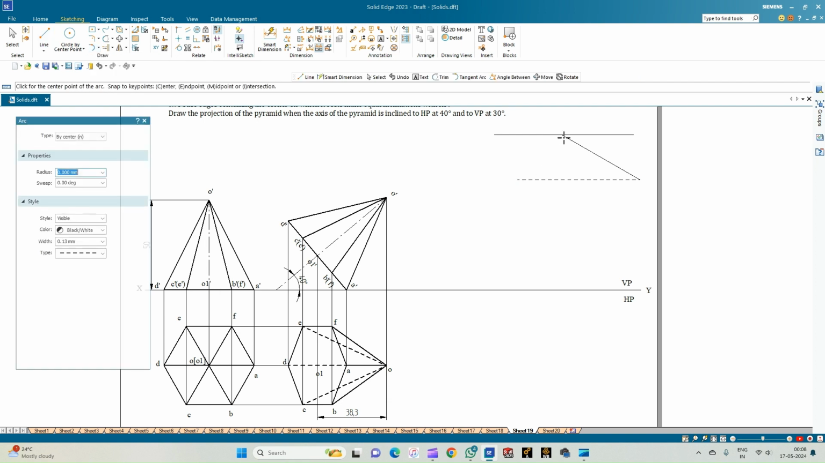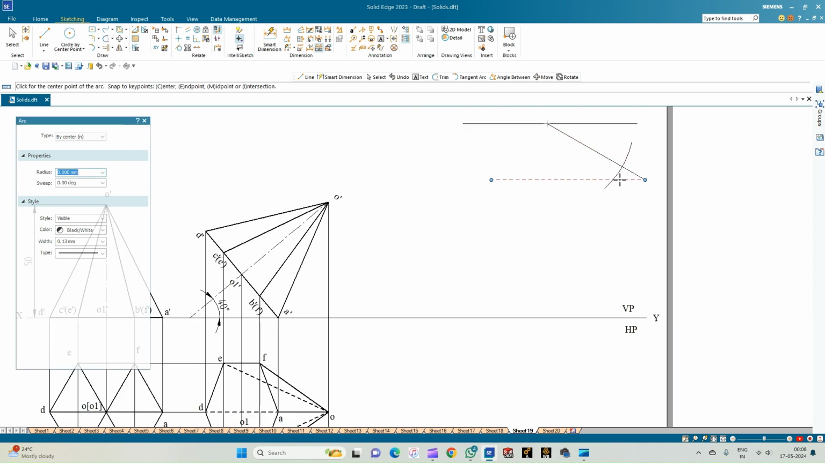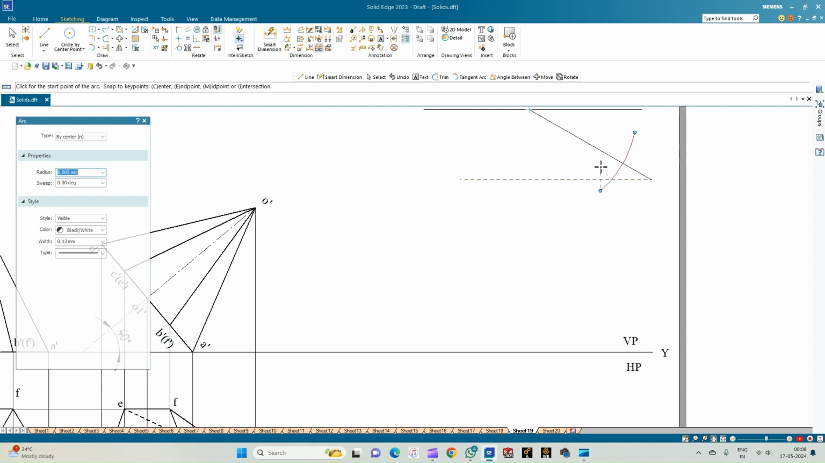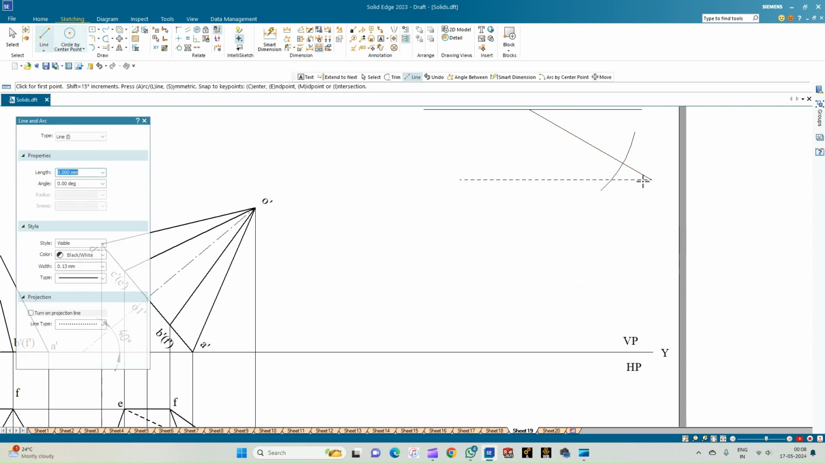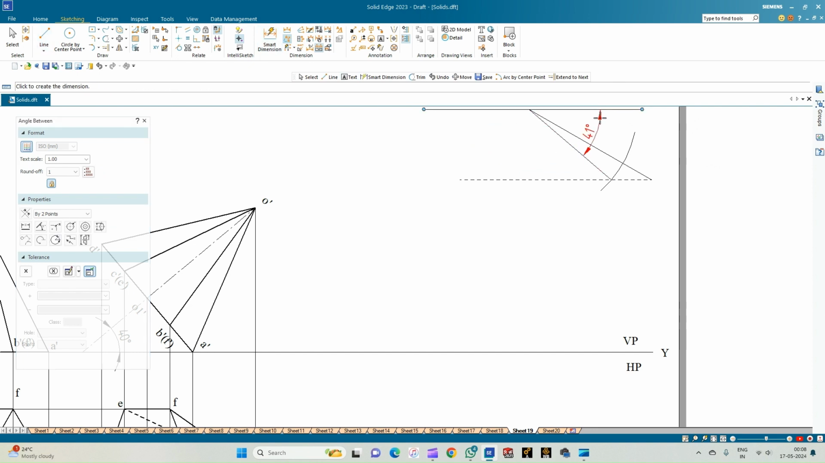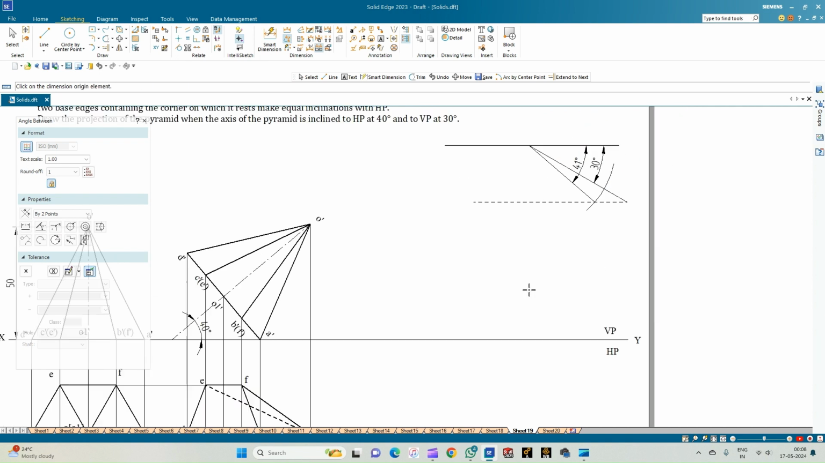Using the arc by center point, keeping the center of the arc at O, let us cut an arc of radii 38.3 on the locus of O1. So if we draw the line from the point of intersection of the arc and then the locus and extend this back to the point O, that will be the beta angle. So use the angle between option. So 41 degrees is the beta angle while 30 degrees is the phi that is given to us.